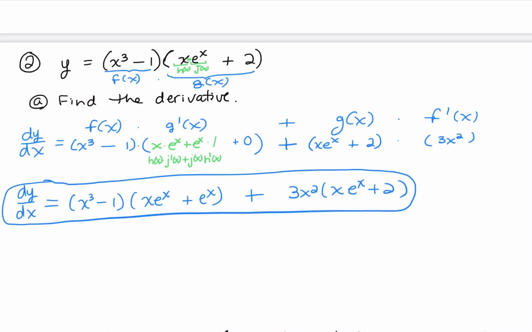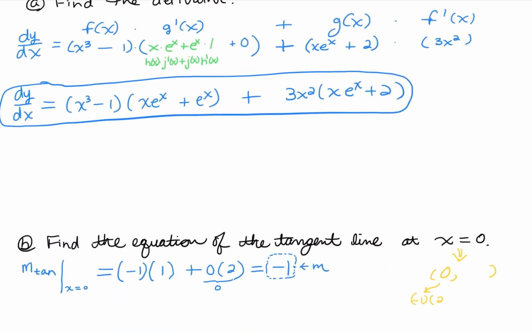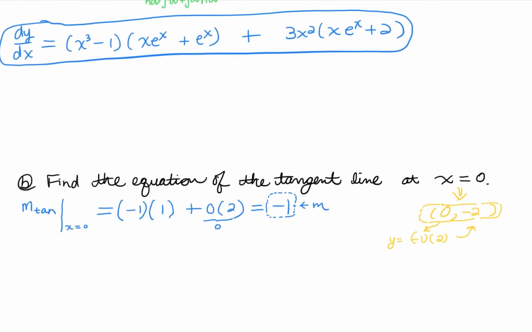So 0 cubed minus 1 is just going to be -1 times, going back to the original, x e to the x, well, that's going to be 0 in the first term plus 2. So this is going to be 0 plus 2, which is 2. And so that was subbing back into the original, and we get -2. So now we have our xy ordered pair, and the point is everything we need, along with the slope, to find the equation of the tangent line.